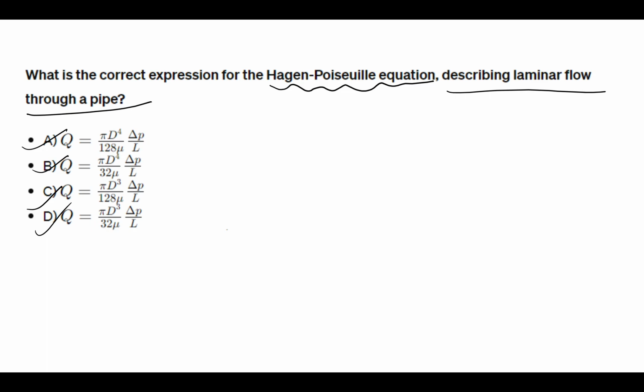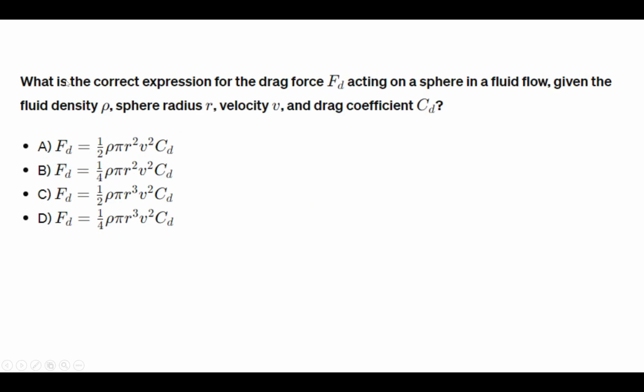Try to actually remember these things, because you can get the expression like that in your final exam or sometimes a numerical based on that. So your option A is correct for that. Remember always, Q is equal to pi d^4 divided by 128 mu, like that.